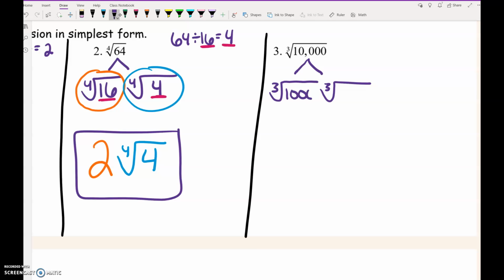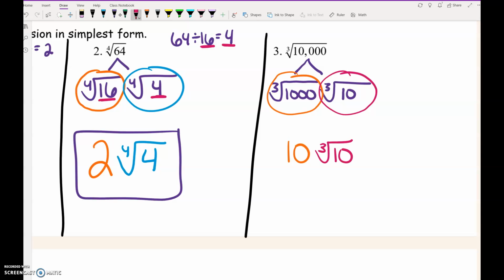The third root of 1,000 times the third root of 10, because 1,000 times 10 is 10,000. The third root of 1,000 is 10. The third root of 10 we can't simplify anymore, so it stays the third root of 10.